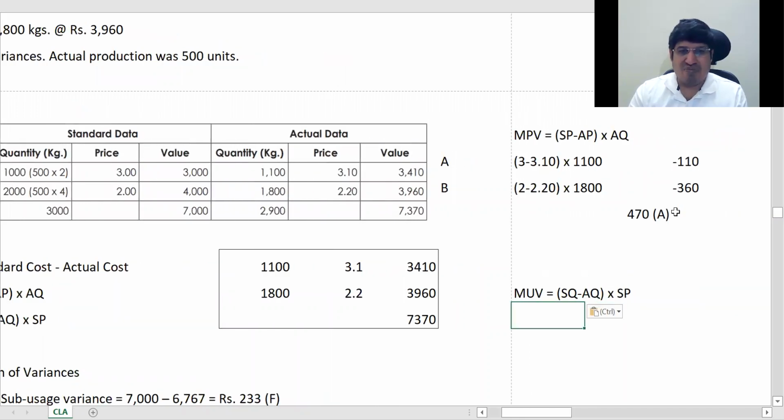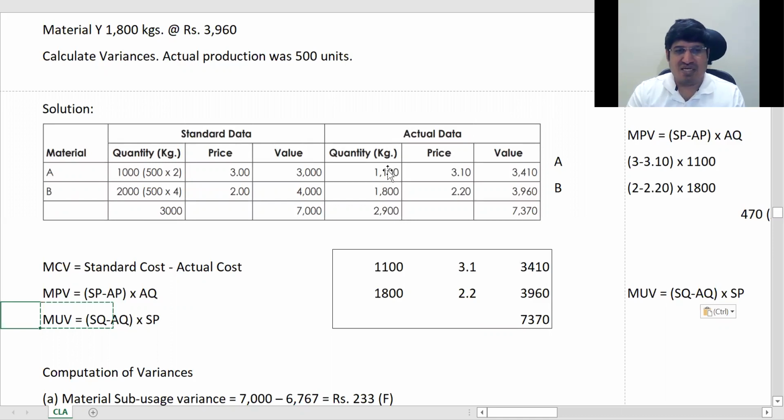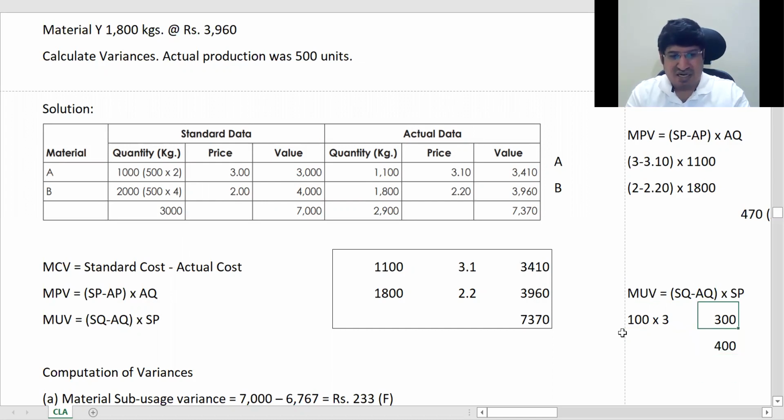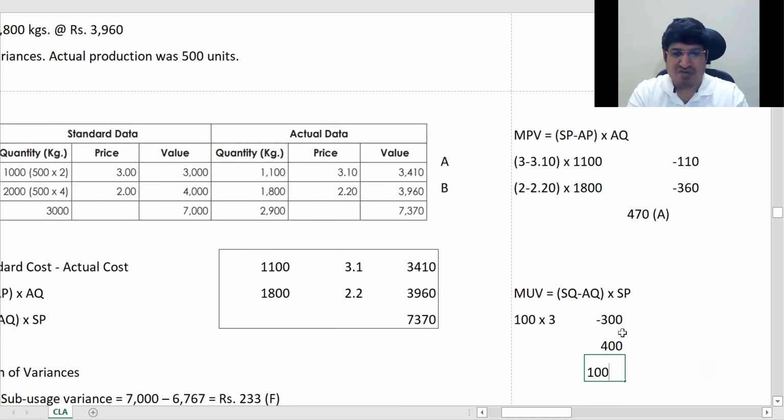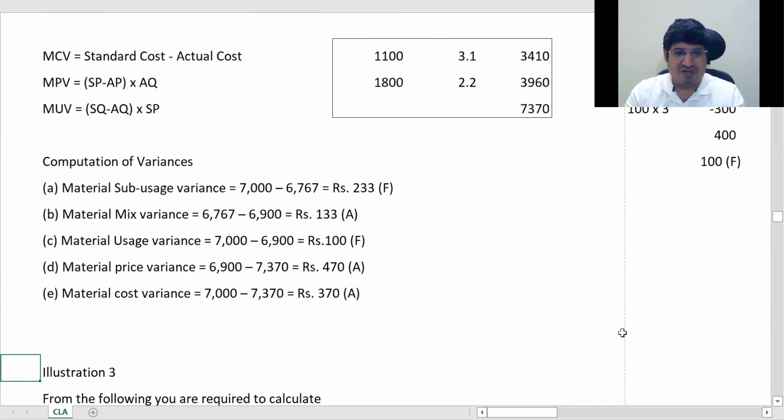यू विल जस्ट डू स्टैंडर्ड क्वांटिटी माइनस एक्चुअल क्वांटिटी. ओके, यहाँ पे 1000 माइनस 1100, ओके, ये हो जाएगा 100 माइनस में, इनटू स्टैंडर्ड प्राइस 3, ये आ जाएगा माइनस में 300. ओके, सेकंड क्या है आपका 2000 माइनस 1800, ये पॉजिटिव में, 200 इंटू 2, 400. तो ये 400 पॉजिटिव है, ये 300 नेगेटिव है. अब दोनों को ऐड करोगे तो क्या आएगा रिजल्ट? आंसर आएगा 100 पॉजिटिव, करेक्ट. ये दोनों को ऐड करेंगे तो ये आपका यूसेज वेरिएंस है.